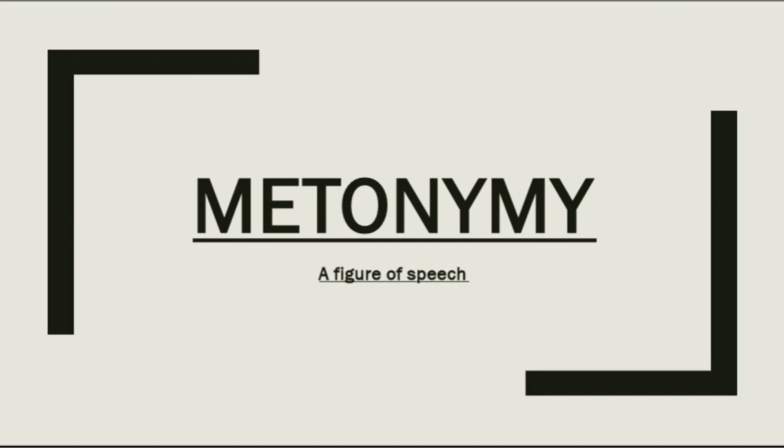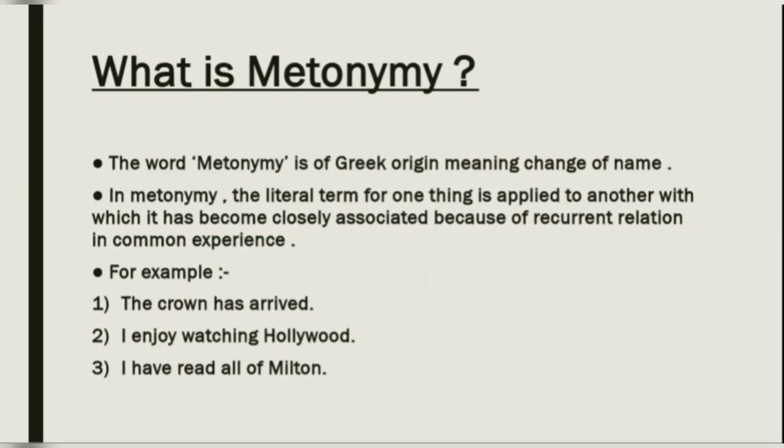So the word metonymy is of Greek origin, which means change of name. Let us understand the meaning of the word metonymy. So basically the word metonymy, as I told you earlier, is of Greek origin and it means change of name. We substitute a name for the attribute or a thing, which is closely associated in meaning with that word. In metonymy, the literal term, that is the actual term that we are addressing for one thing, is applied to another with which it has become closely associated because of recurrent relation in common experience.